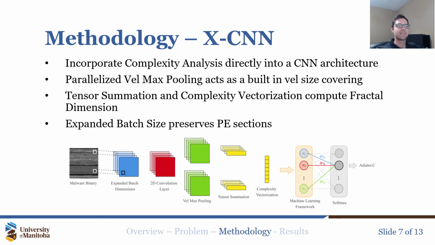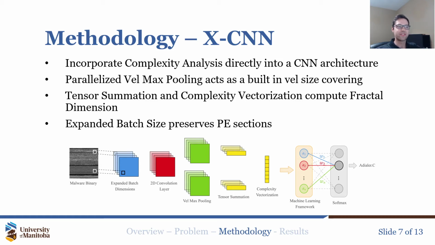One being the parallelized vel-max pooling acts as a built-in vel size covering. Shown in the image at the bottom, those green squares are parallelized vel-max pooling layers, and each one of them corresponds to a certain resolution of analysis. So one could be a 1x1 box, the next one could be a 2x2 box, which acts as a kernel, and then the next can be a 3x3. So it's performing the vel-max pooling, but it's doubling as complexity for the purpose of complexity analysis.